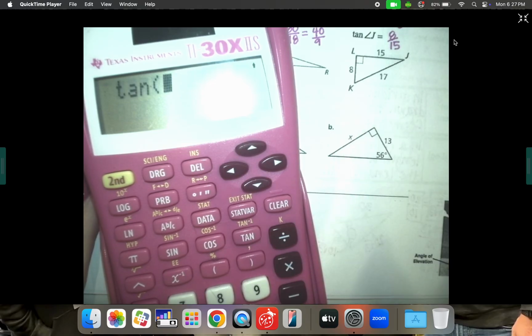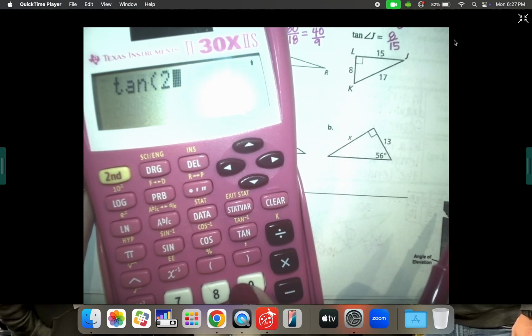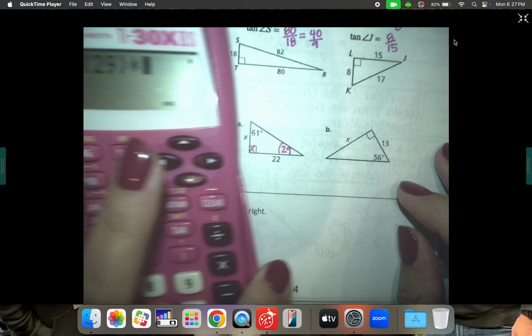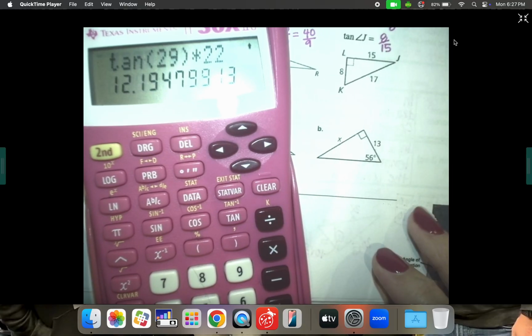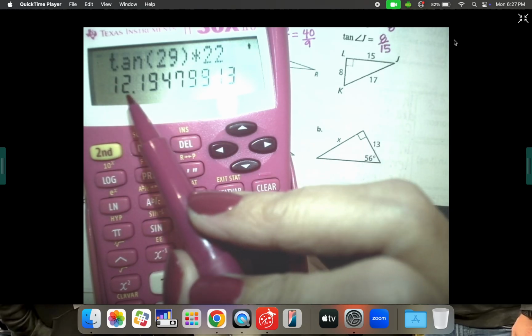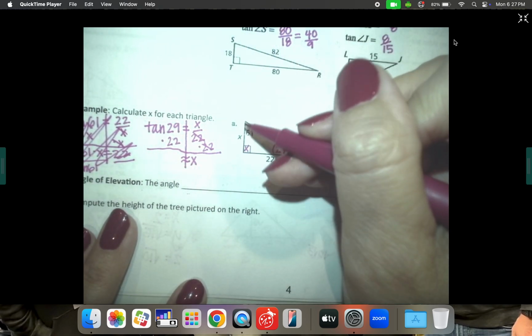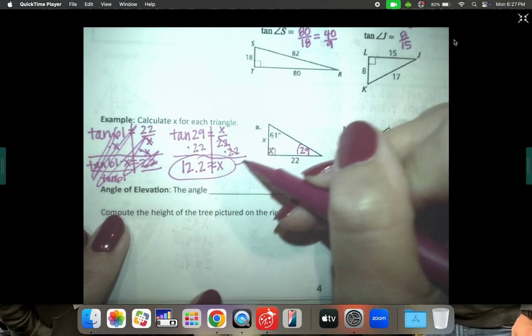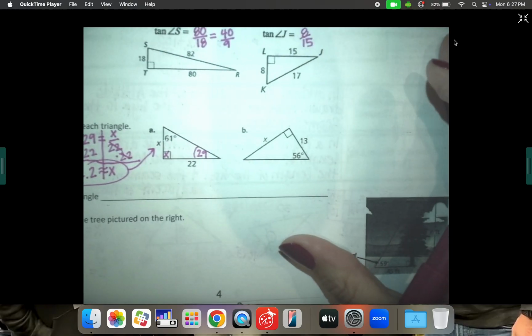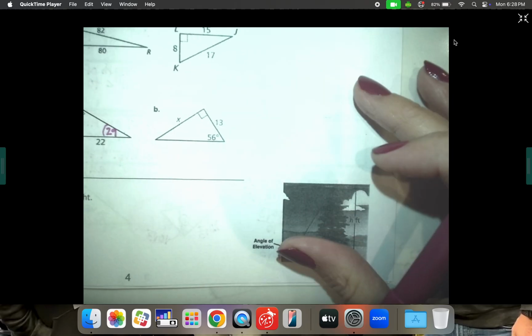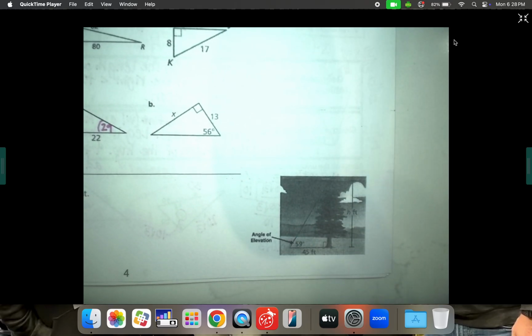Tangent 29, I'm going to push the tangent button. It opens a parenthesis, 29. I'm going to close my parenthesis, and then I'm going to multiply by 22. 12 point, okay, if we're doing a side length, you don't need to go four decimal places out. That's just if you're using the whole ratio. So we're going to call it 12.2 because all we're really looking for is a side length. So 12.2 is x. All right, pause the video and you try to come up with the length of x in this one, and then press play and see if you got it right.